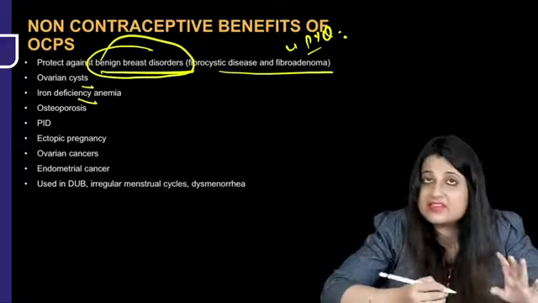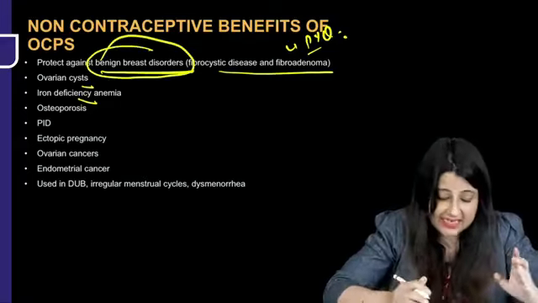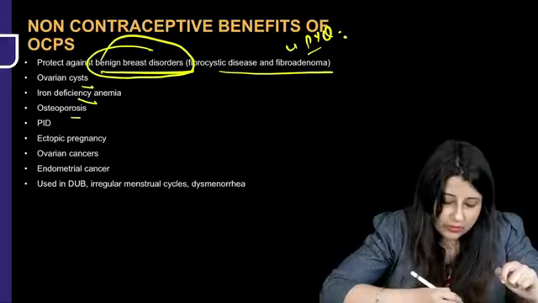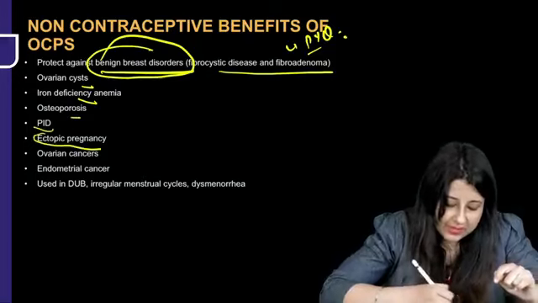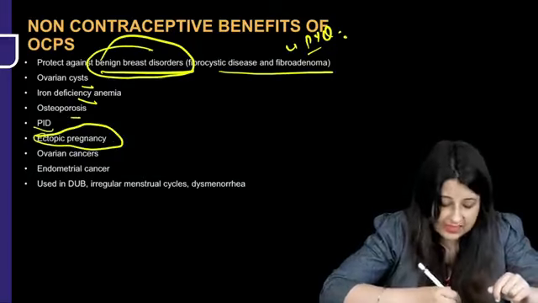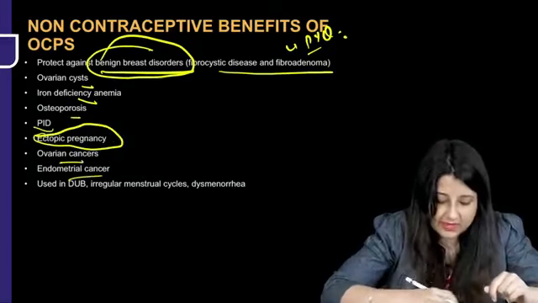Ovarian cyst, iron deficiency anemia. Of course, we are taking iron tablets also. Osteoporosis, PIDs. Please remember, they also help in ectopic pregnancy. Ovarian cancer, endometrial cancer.